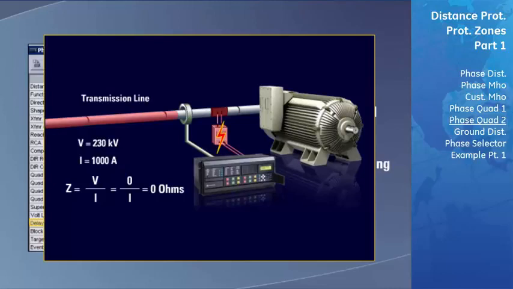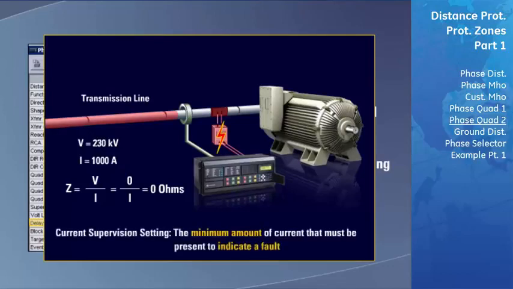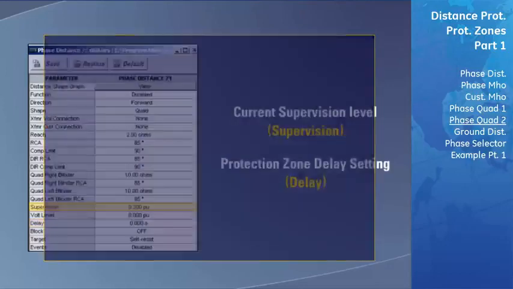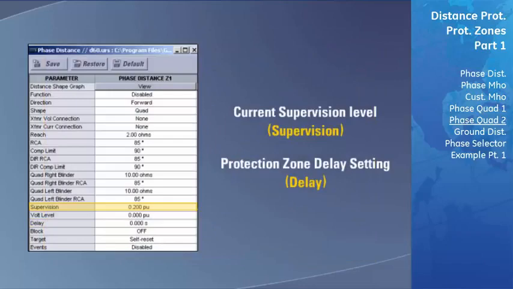Whenever a fault occurs that drops the voltage level to 0, the magnitude of the current greatly increases as well. Based on this principle, the current supervision setting can be used to prevent tripping in the event of a loss of voltage. The current supervision setting defines the minimum amount of current that must be present to indicate a fault. If the current remains below this setting, the zone of protection will not trip. The magnitude of current you should set for this feature greatly depends on the characteristics of your power system and what happens to the magnitude of the current and voltage at the time of a fault. This setting is entered in per unit quantities.